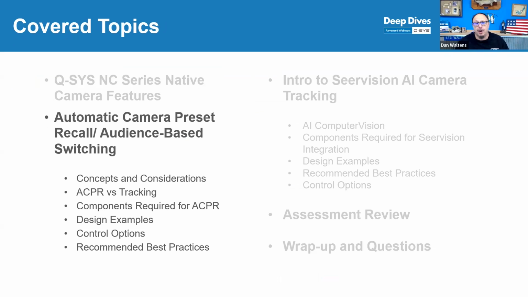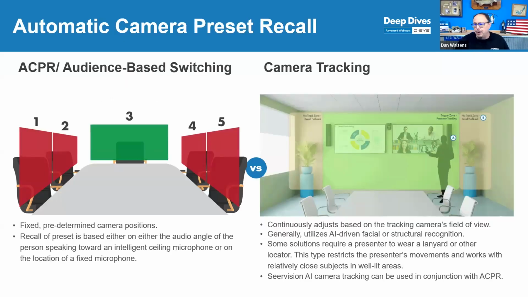Automatic camera preset recall. We're going to talk about what that is exactly, and it's audience-based switching based on who's in there. We'll talk about the concepts and considerations you need to think about, ACPR versus tracking, the components that are required. We'll do some design examples on this, and then we'll talk about some control options and overall best practices. So that dirty word gain structure is going to rear its head again, and how important that is because we're doing this based on audio. But let's just take a look at what we're doing here.